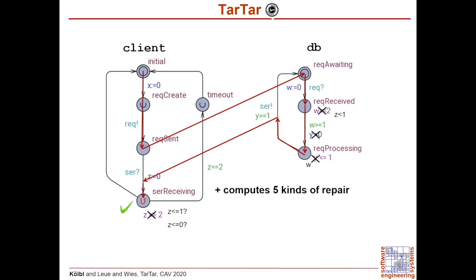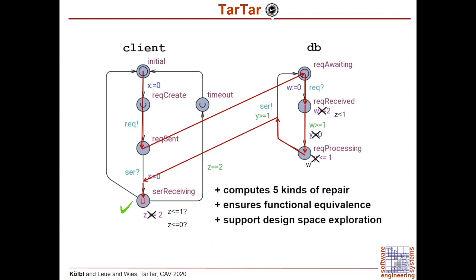Here Tata can help. Tata computes for the timed counterexample 5 different kinds of syntactic repairs. For every repair, Tata also does an admissibility check to ensure that the repaired model is functionally equivalent to the original model. In this way, Tata supports design space exploration. Visit our presentation and hear how SMT solving can be used to repair a timed automata.